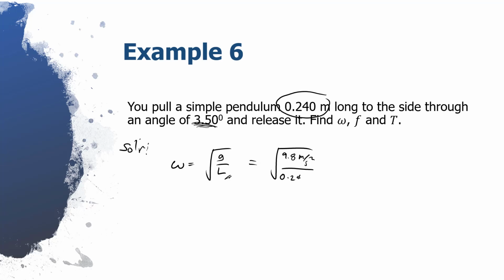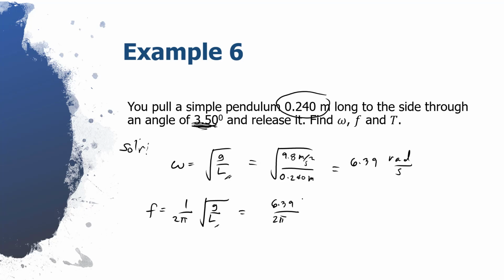We have 0.240 meters, so therefore omega is equal to 6.39 rad per second. Next is frequency. Frequency is equal to 1 over 2 pi times the square root of g over L. It is also dependent on L, not on the angle 3.5 degrees. So we know this one, this is 6.39. So we have 6.39 over 2 pi.